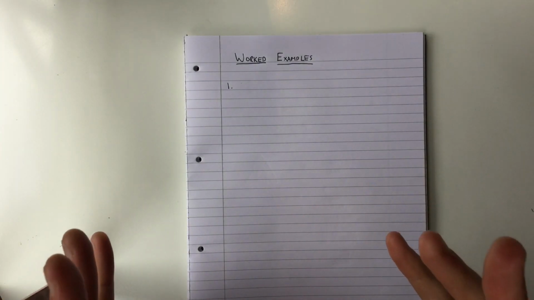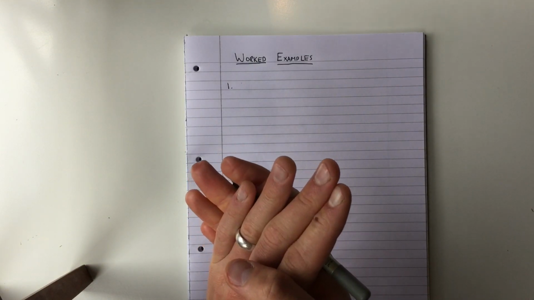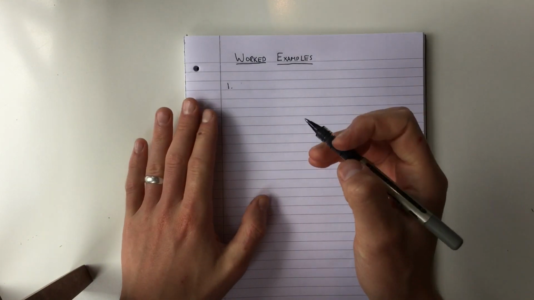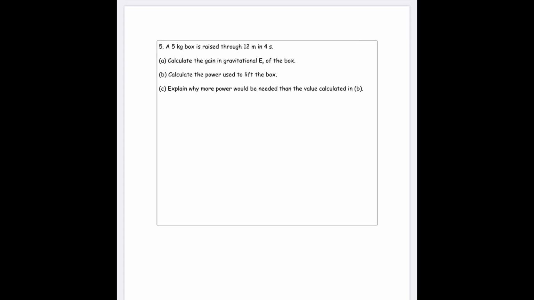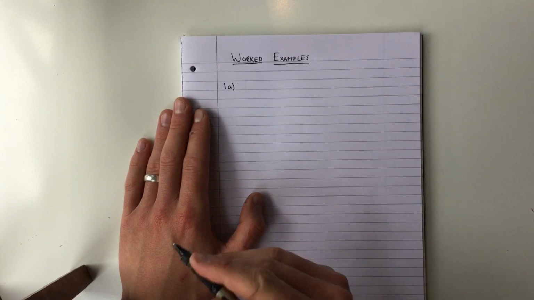Okay, so we have now looked at kinetic energy examples. Let's now look at power worked examples. So the question says this: a 5 kilogram box is raised through 12 meters in 4 seconds. So A asks, calculate the gain in gravitational potential energy of the box. So we're actually going to have to jump back to last week to get our energy so that we can then do our power equation.